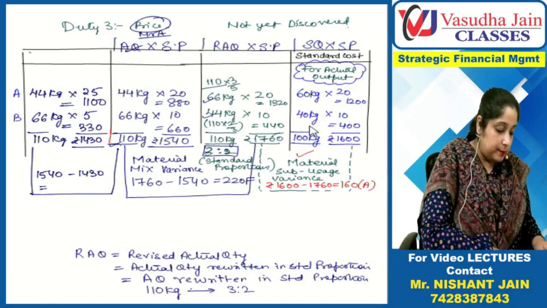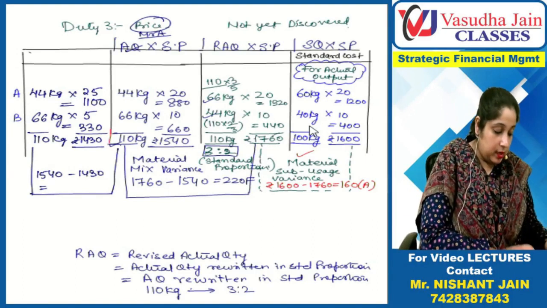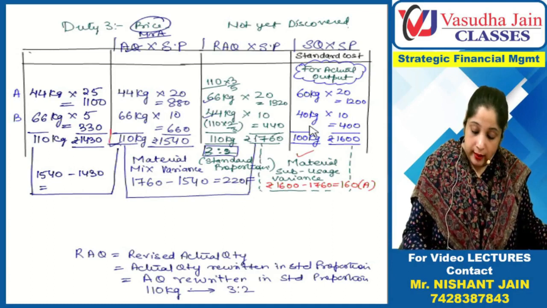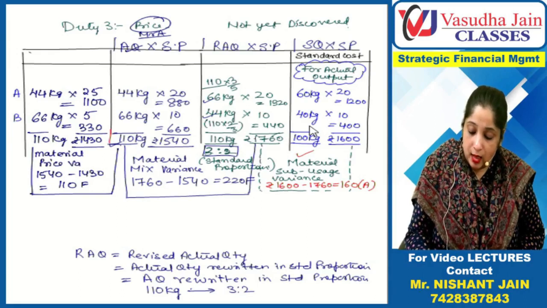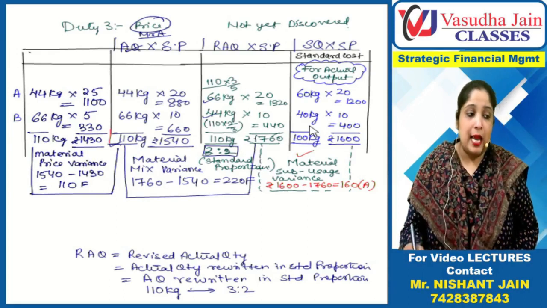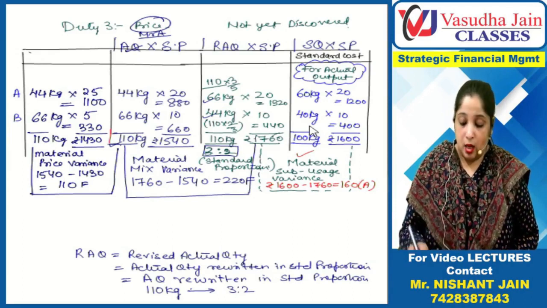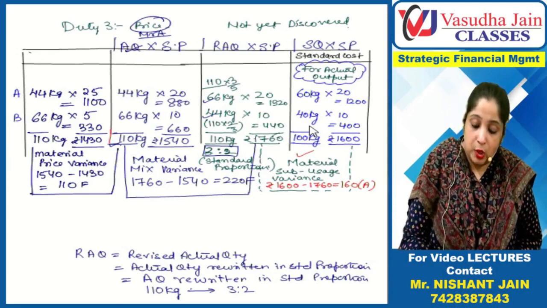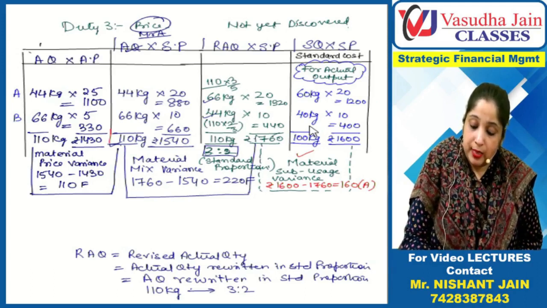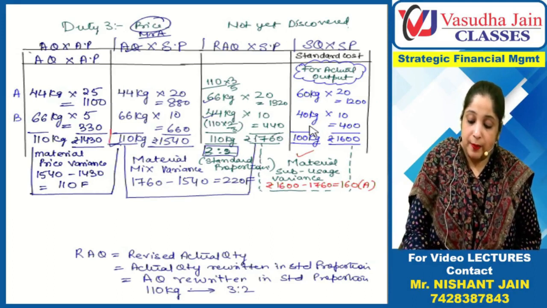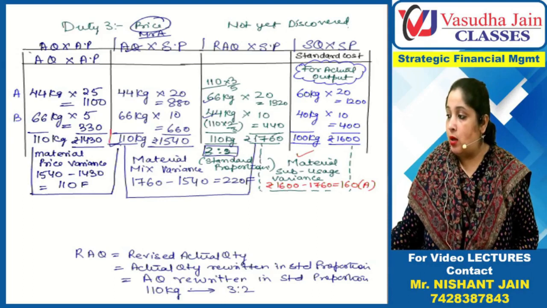So the difference is how much? 1540 minus 1430, the difference is 110. 110 is favorable, and why has this difference come up? This is because of material price variance. Because of the change in price, the variance has come up, 110. So now this 44 and 66 was actual quantity, and this 25 and 5 is actual price. Now this represents basically, I should write here, this represents basically the actual, just a second.